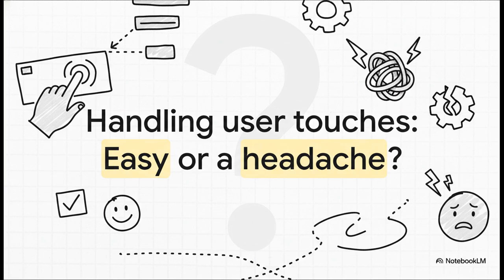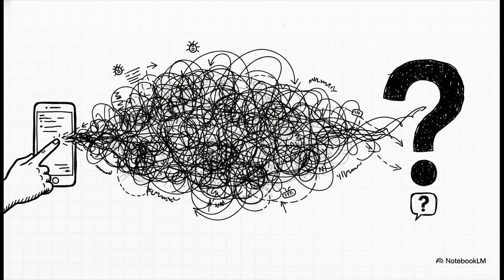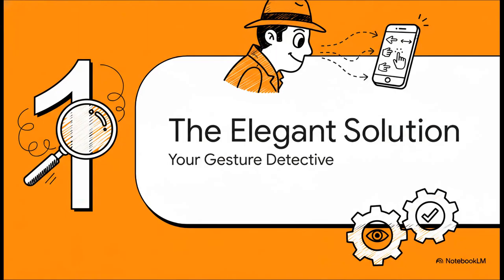So let me ask you this. If you've ever tried to build a custom interactive part of an app, how'd you find handling user touches? Was it easy or was it a total headache? For a lot of developers, especially when you're starting out, it can feel like a real pain trying to figure out what in the world the user is actually trying to do. Because if you do it the old-fashioned way, you get stuck in the weeds, you know? You're manually tracking every single touch point, its coordinates, its state, you're juggling touchesBegan, touchesMoved, touchesEnded, and it gets messy fast. You can end up with a mountain of if-else statements, all just to answer a simple question like, hey, did the user just swipe left? It's a nightmare.